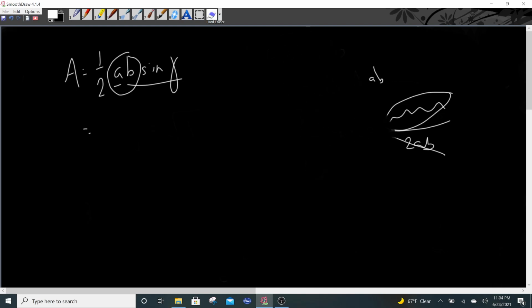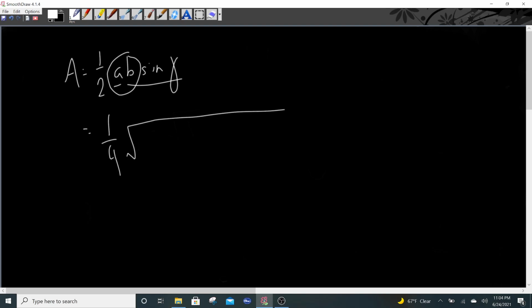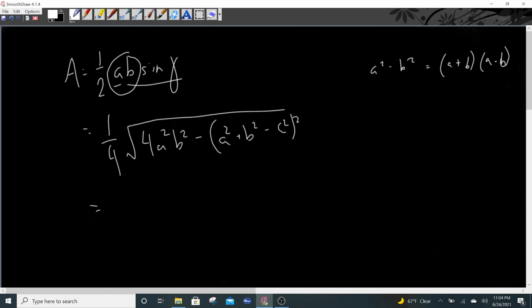So I'm just going to skip that step and take out any ab's, at least the beginning, and we'd have 1/4 square root of 4a squared b squared minus (a squared plus b squared minus c squared) whole squared. And now we're going to do our difference of squares. That would be, I think I said, a squared minus b squared is equal to a plus b times a minus b. So with that, we can just write that out.